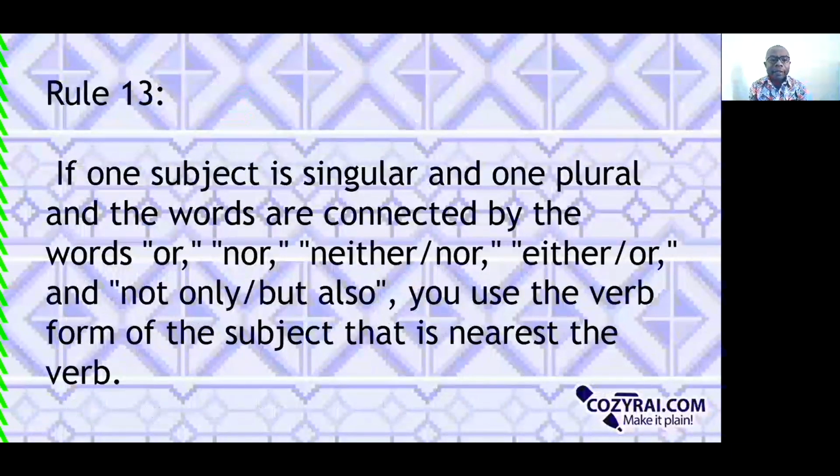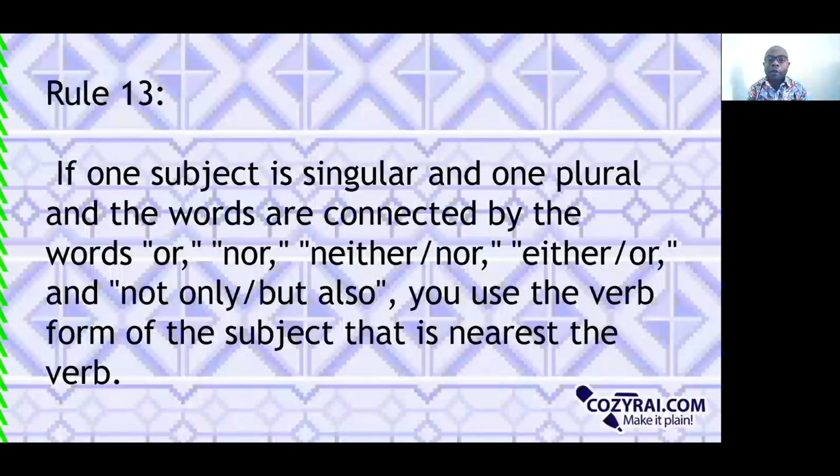Number 13: if one subject is singular and one plural, and the subjects are connected by the words or, nor, neither nor, either or, not only but also, you use the verb form of the subject that is nearest to the verb, or nearer to the verb, if we're talking about two subjects.